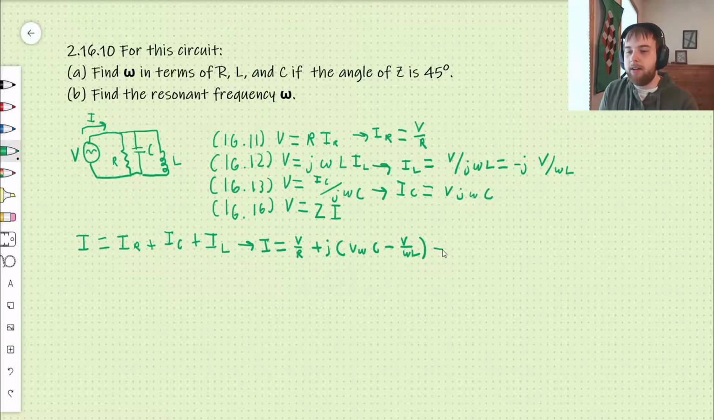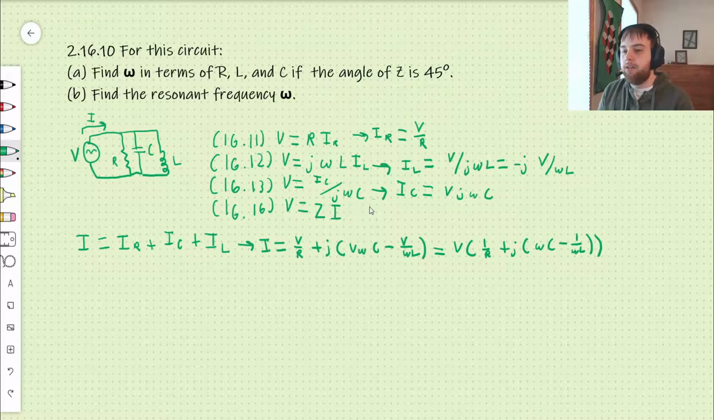We can also factor a V out of all these, which is in fact what we want to do: 1 over R plus J times omega C minus 1 over omega L. So, we can get this in the form of this equation 16 to now get what our Z is equal to.